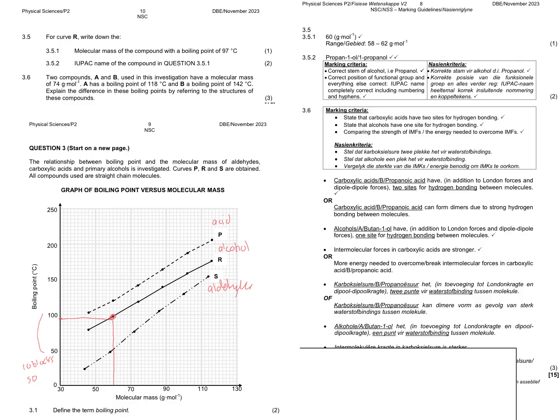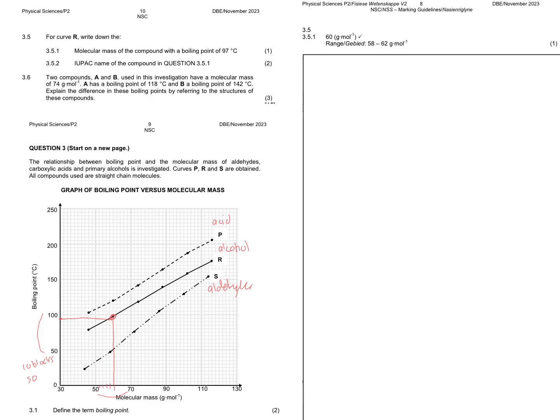On the x-axis, there are 10 blocks, which represent 20 grams per mole. So that means that it's 50, 52, 54, 56, 58, 60. It's 60 grams per mole. Sorry, I forgot to cover the answer. So they're asking you to read off the graph at 60 grams per mole. And then they ask for the IUPAC name of the compound in 3.5.1.